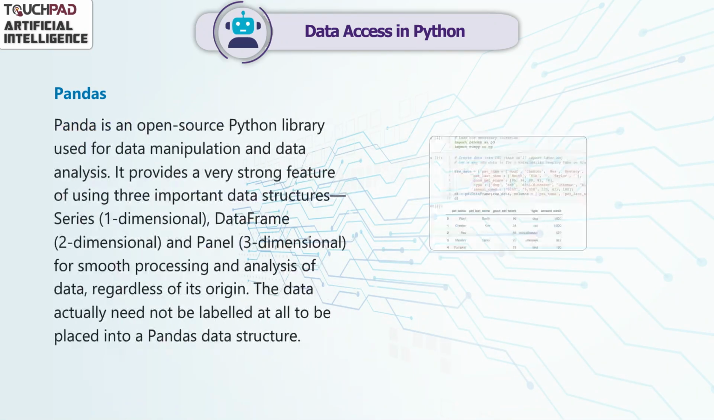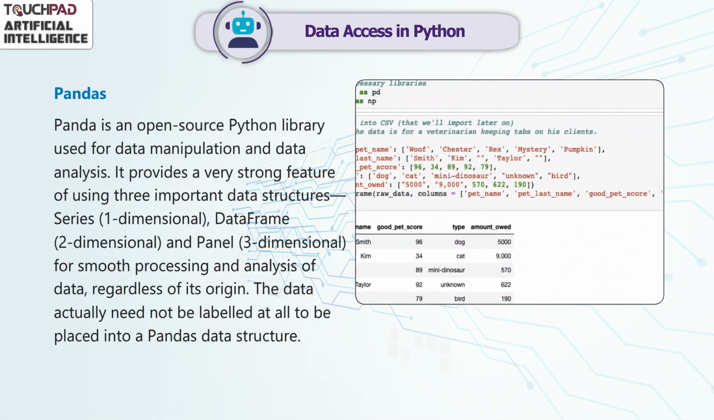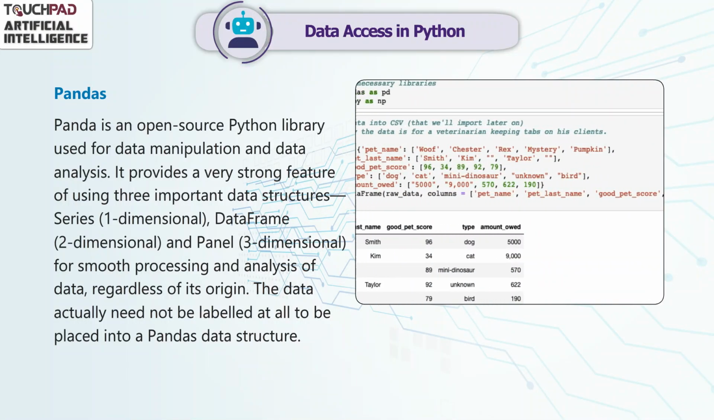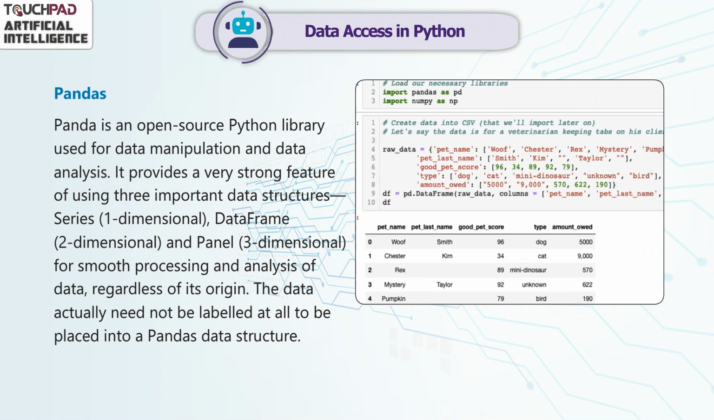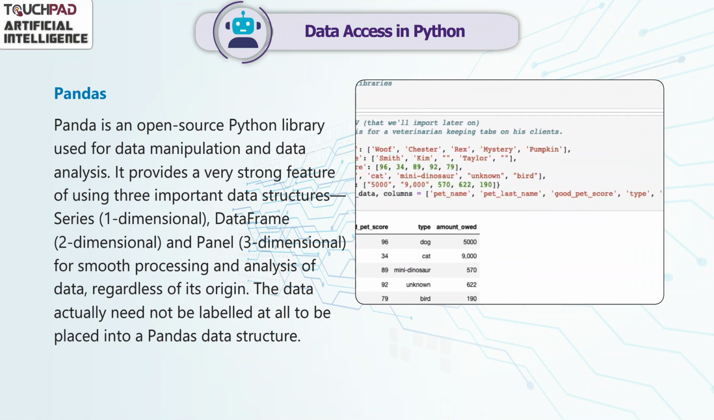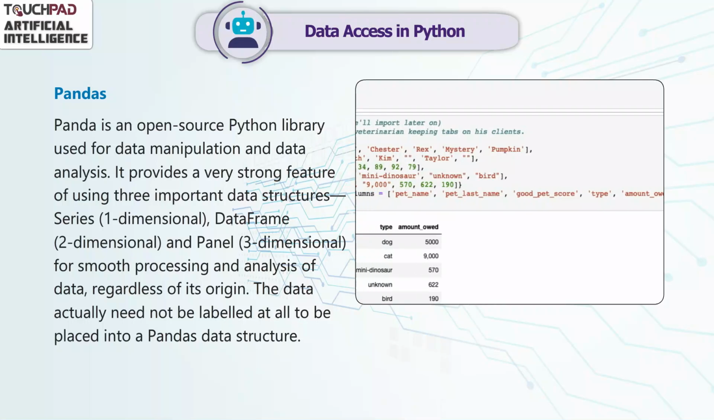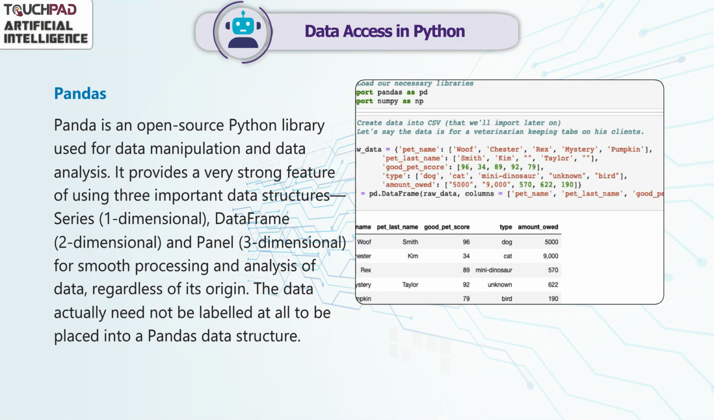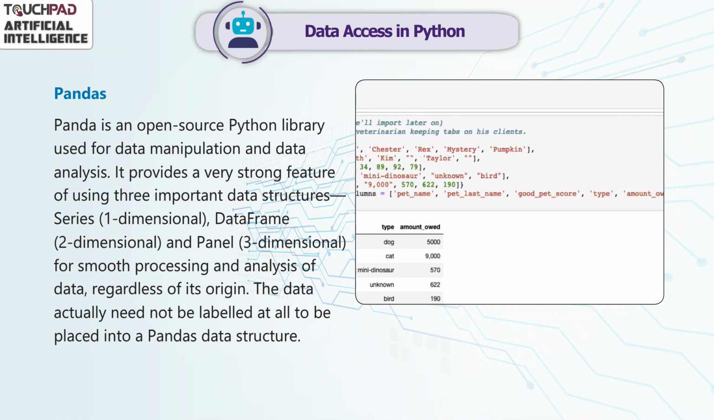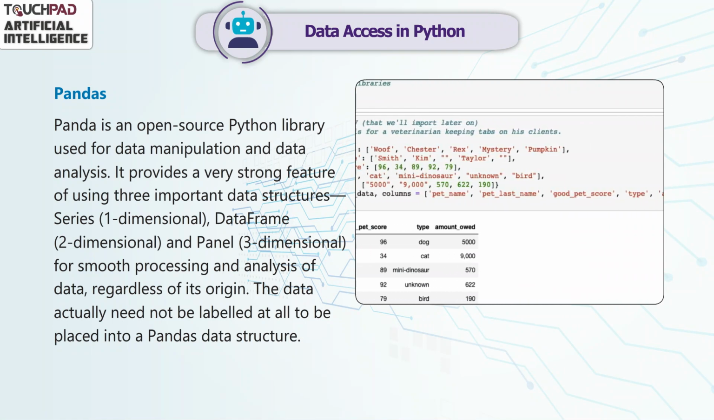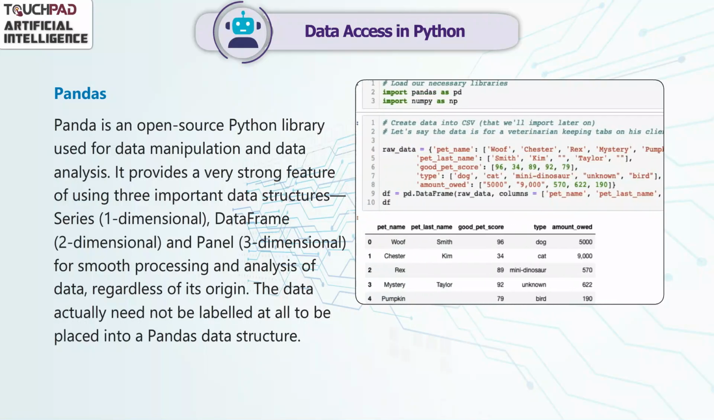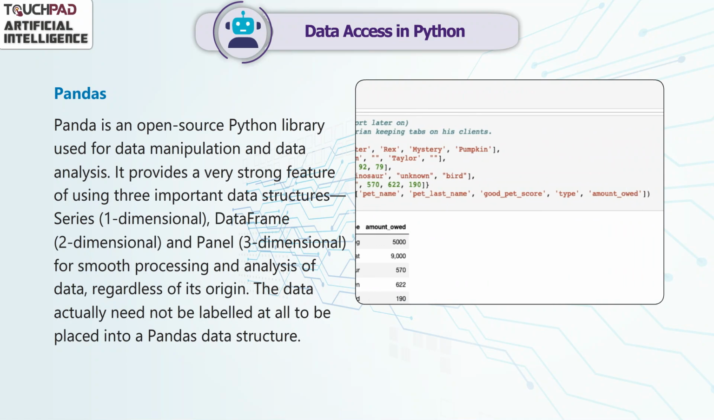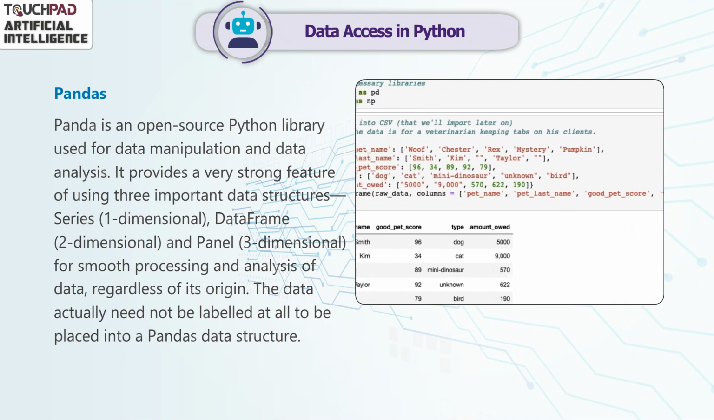Pandas. Pandas is an open source Python library used for data manipulation and data analysis. It provides a very strong feature of using three important data structures: Series, one-dimensional; DataFrame, two-dimensional; and Panel, three-dimensional, for smooth processing and analysis of data, regardless of its origin. The data actually need not be labeled at all to be placed into a pandas data structure.